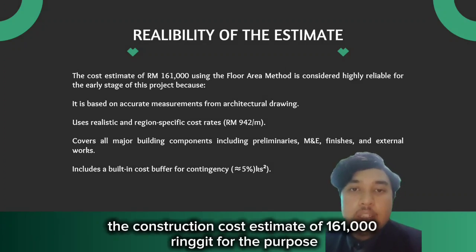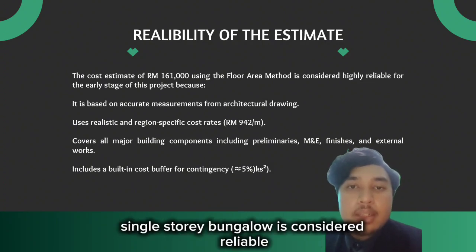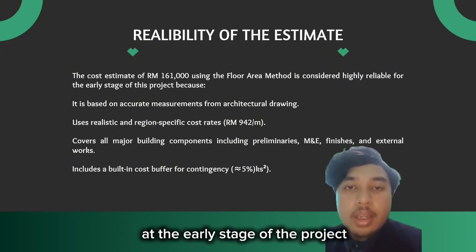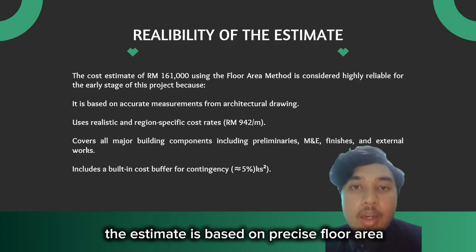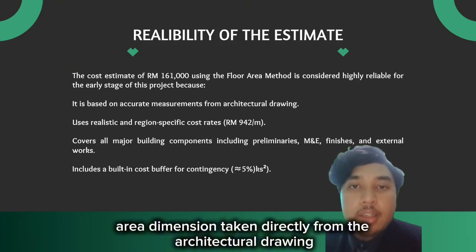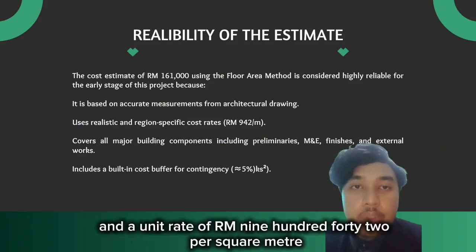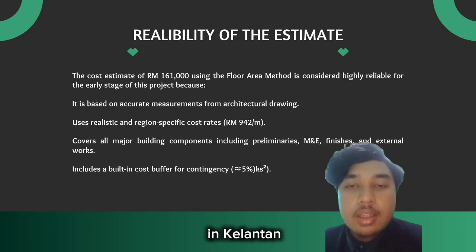The construction cost estimate of 161,000 ringgit for the proposed single-story bungalow is considered reliable at the early stage of the project. This is due to several supporting factors. The estimate is based on precise floor area dimensions taken directly from the architectural drawing and a unit rate of RM 942 per square meter that reflects current construction costs in Kelantan.